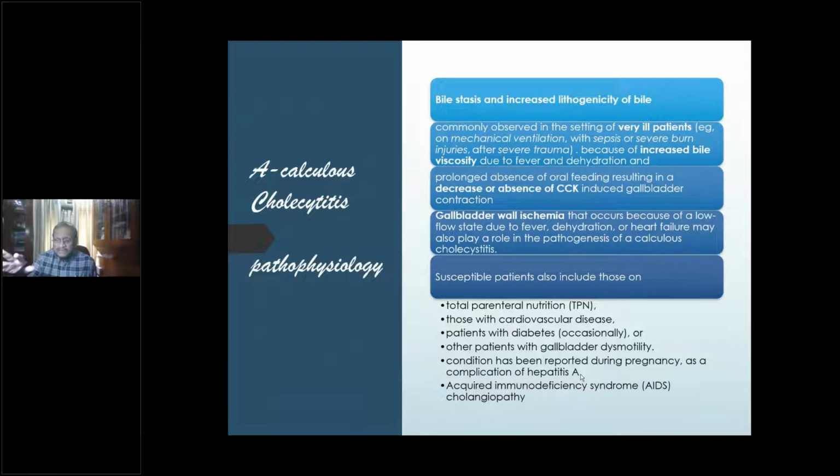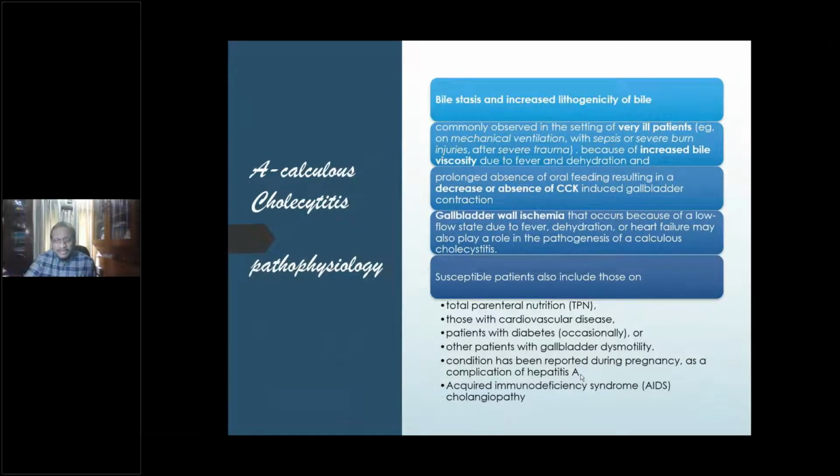Now, prolonged absence of oral feeding has another added reason why you have increased lithogenicity of the bile, and that is that CCK, cholecystokinin, induces gallbladder contraction, so that decreases. The gallbladder contraction is no longer occurring. Why? Because what stimulates CCK? Oral feed. But this patient is so severely ill, he's not taking anything orally. So CCK is not coming into play. So the gallbladder remains flaccid. So the bile remains there for a longer period of time. So the absorption occurs more, and so it becomes more viscid.